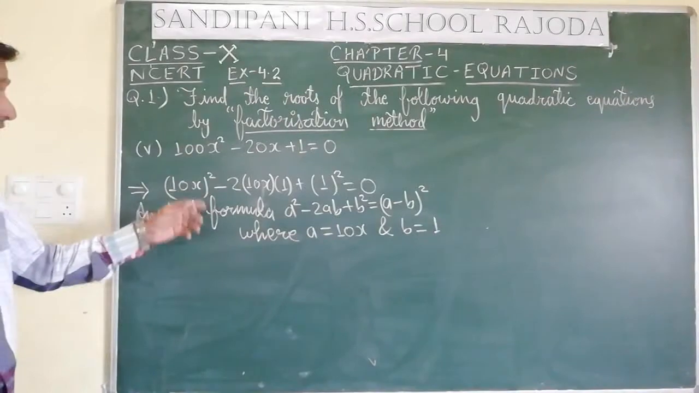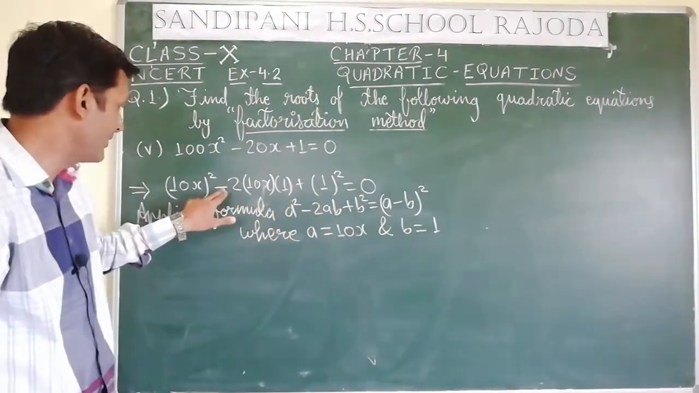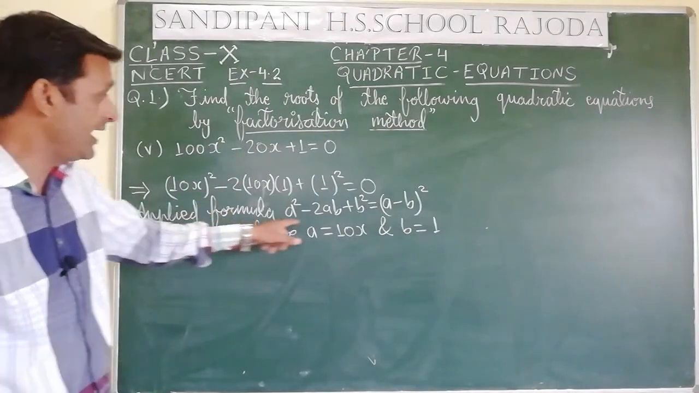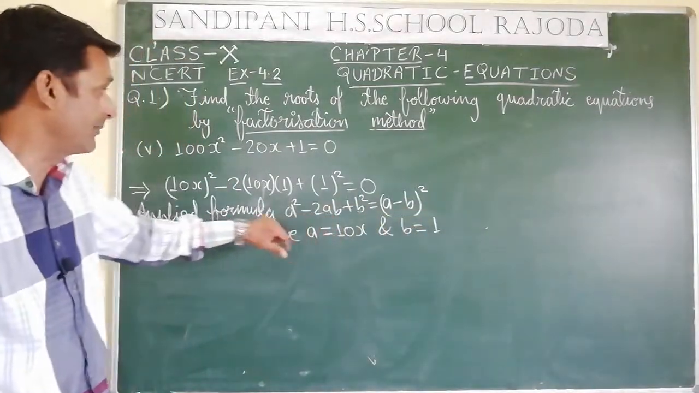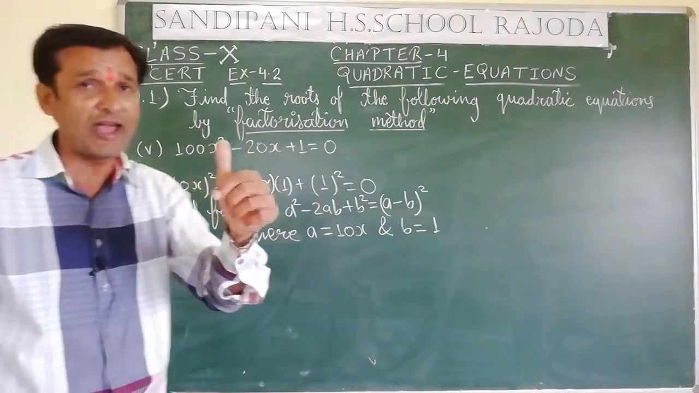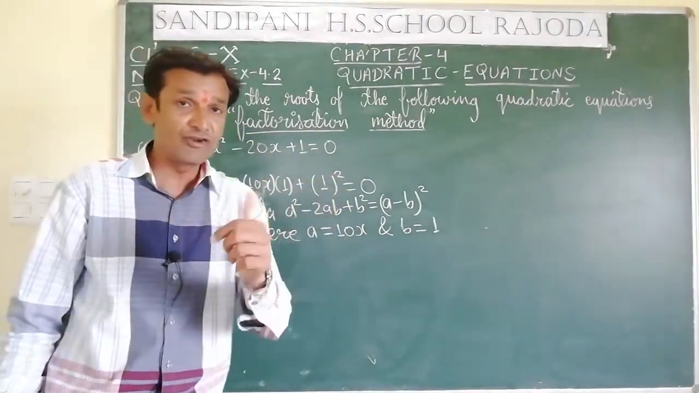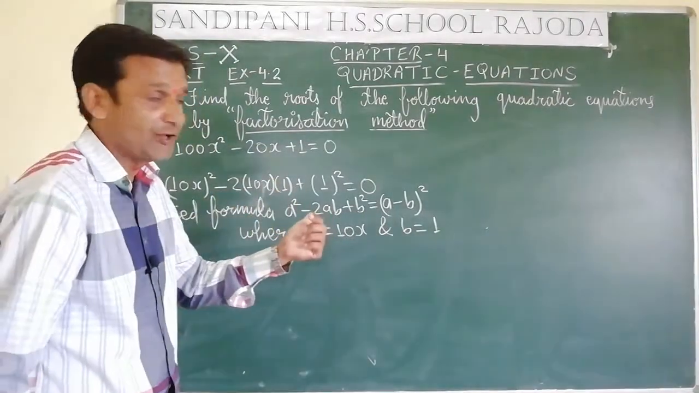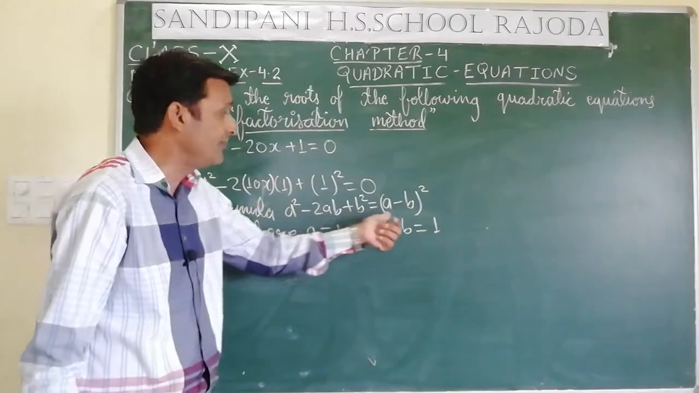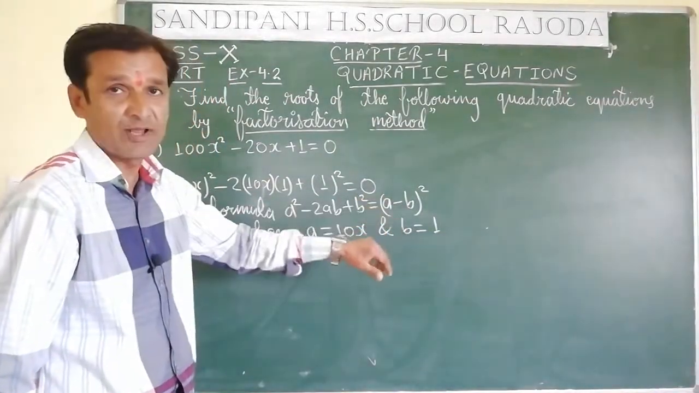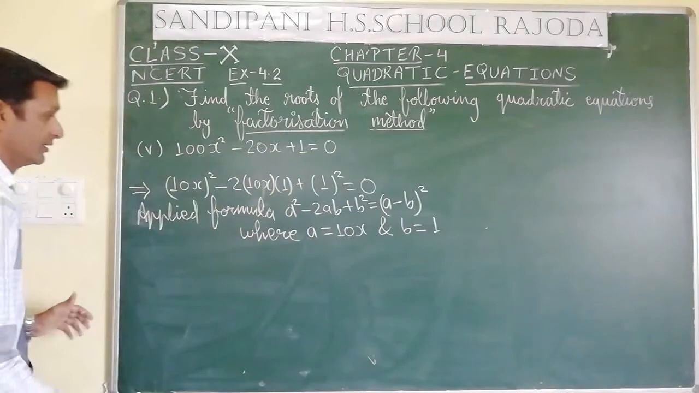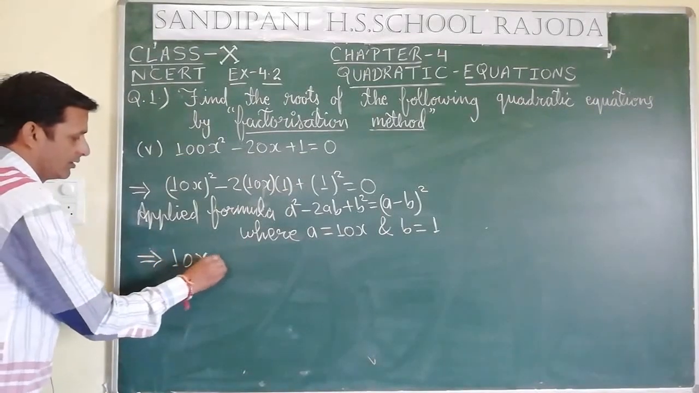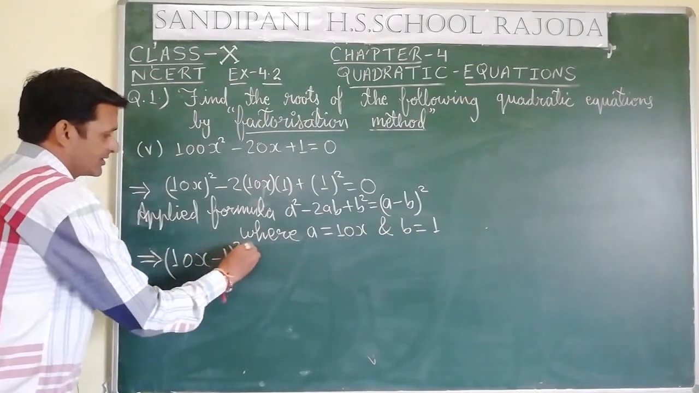So here, why is it a minus b whole square only? Because the middle term is negative here. That's why the a minus b whole square formula will be applicable. Means the term related to the coefficient of x may be negative or positive, and according to that it will be decided whether it is a plus b whole square or a minus b whole square. So here it will be 10x minus 1 whole square is equal to 0.